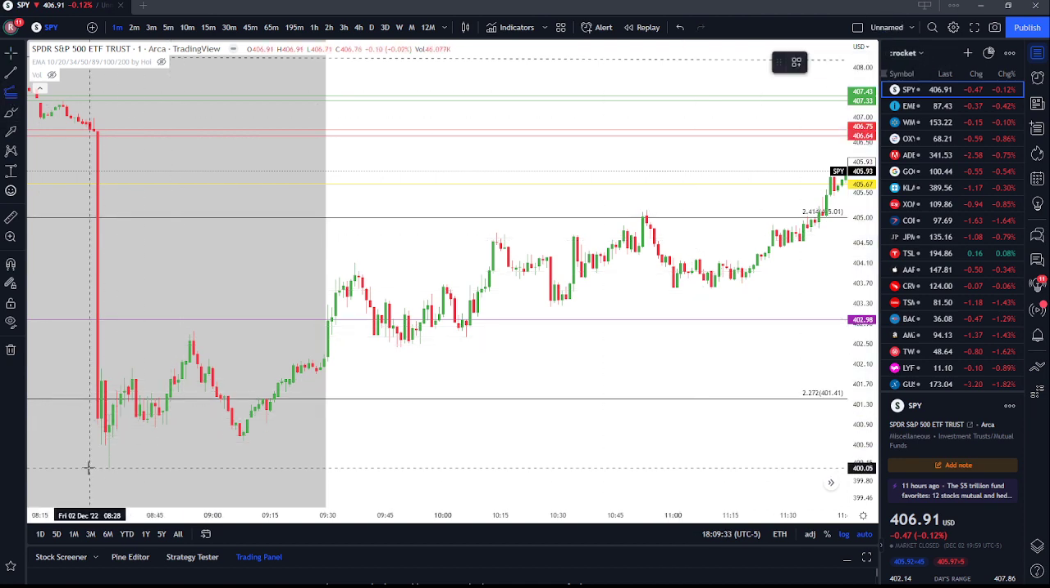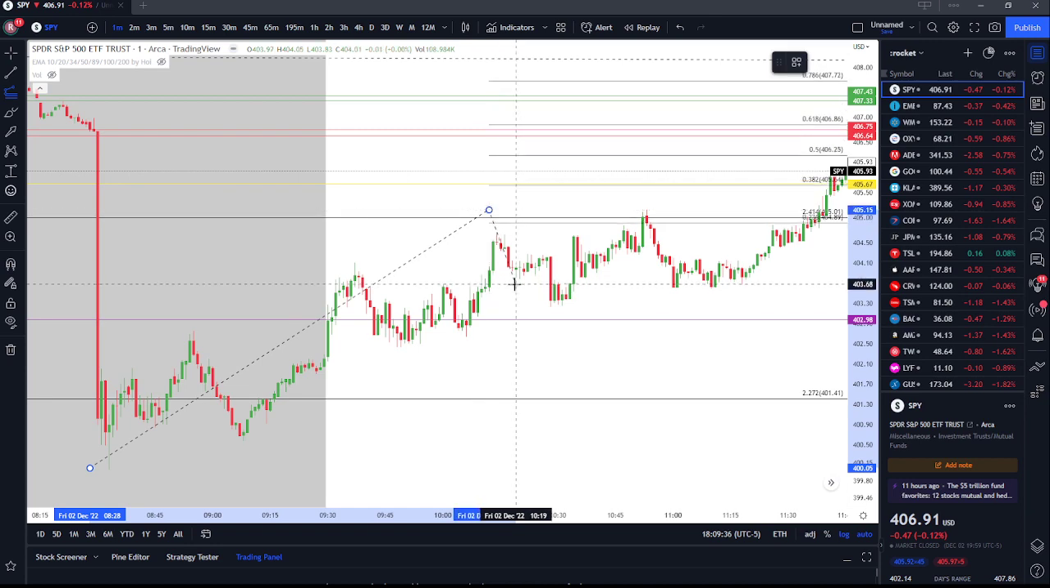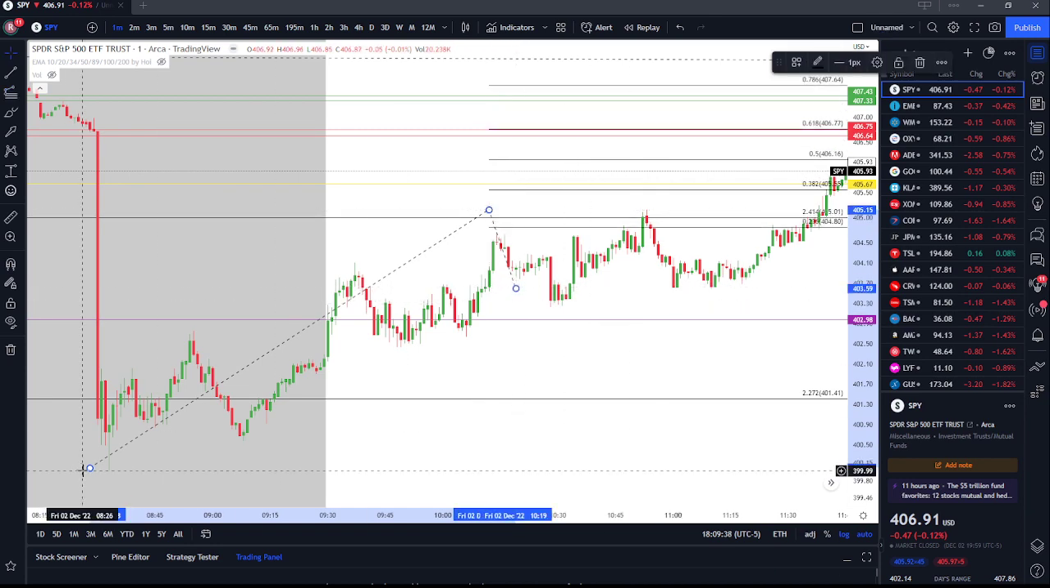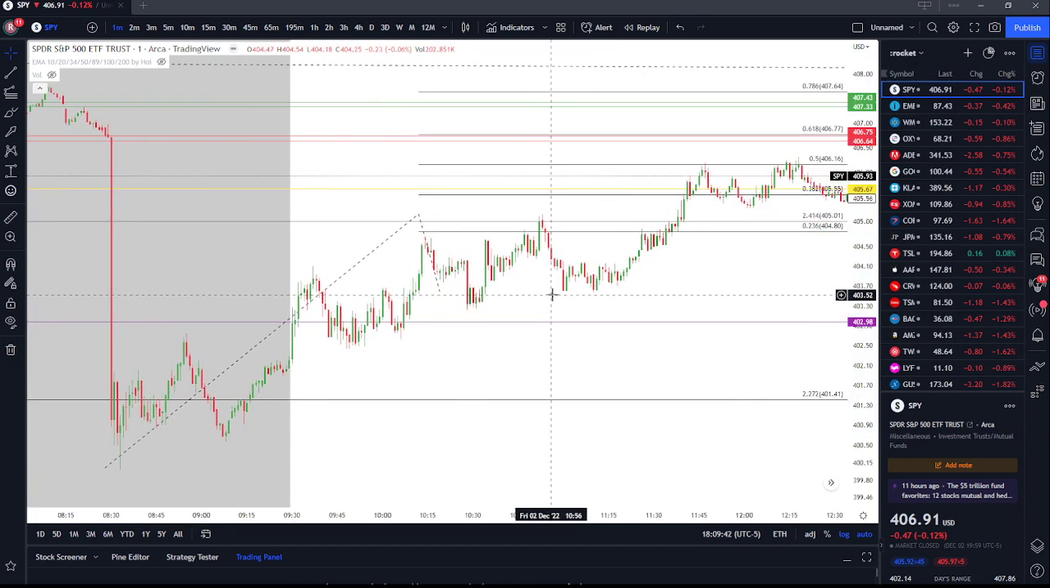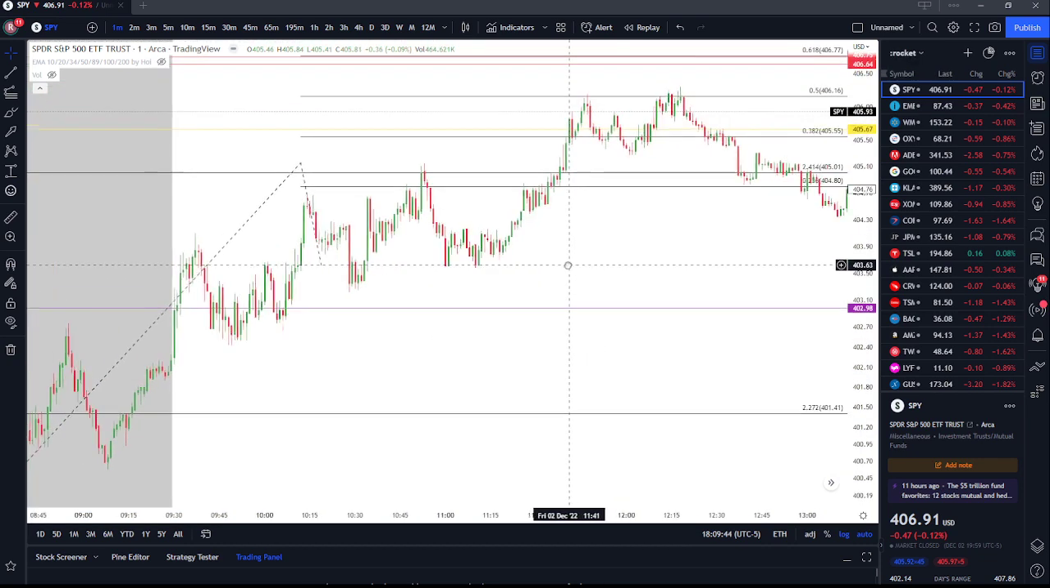And I have to remeasure. So 1, 2, 3. So we've had a full cycle down, we had a full cycle up from your dump. Now we need to see if buyers can support this. How do we know if buyers can support this?